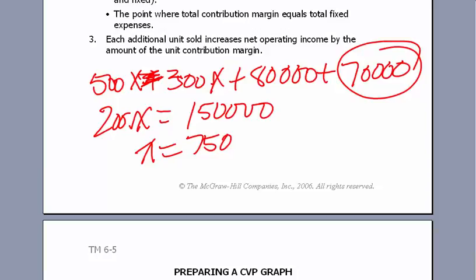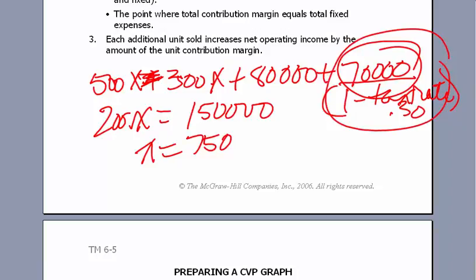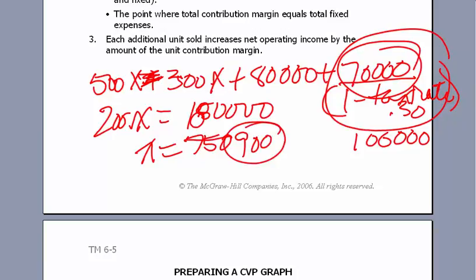And if we wanted $70,000 after taxes, we divide this by 1 minus the tax rate. And if we were in a 30% tax bracket, then this factor here would become 100,000. Added to the original 80 in fixed would become 180,000. And now we would have 900 bicycles. So we can turn around and say, okay, we want 70,000 after taxes at a 30% tax bracket. Now we know that we have to sell 900 bicycles to make that work.